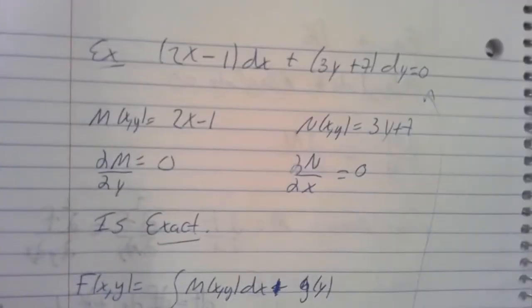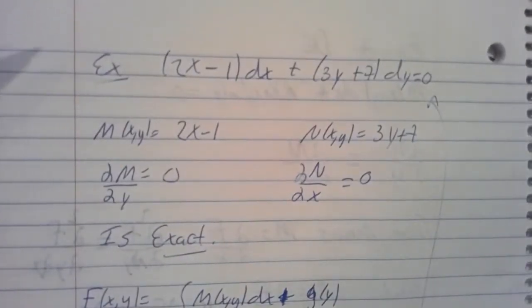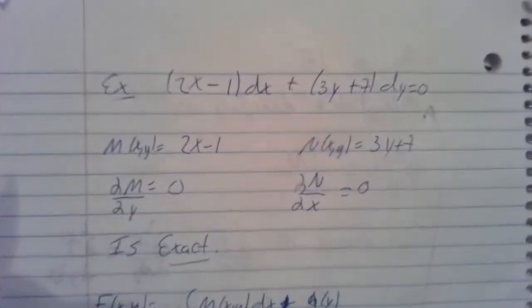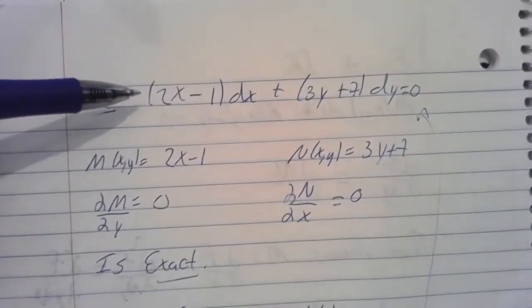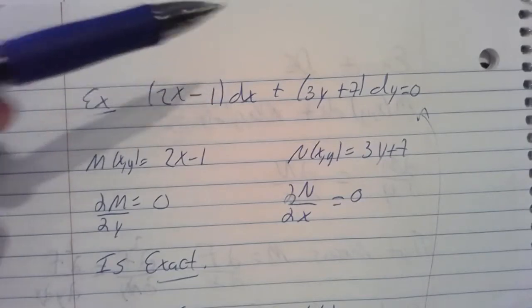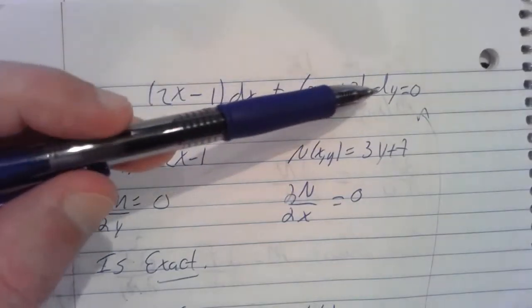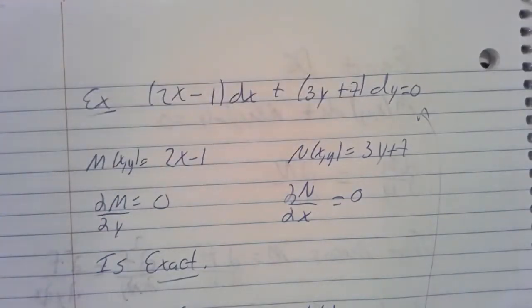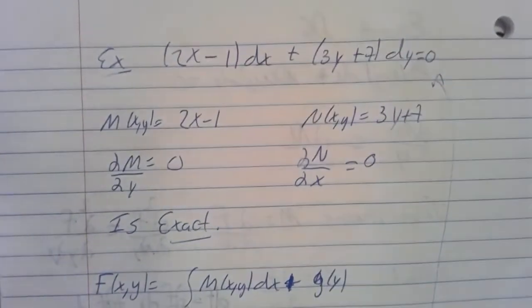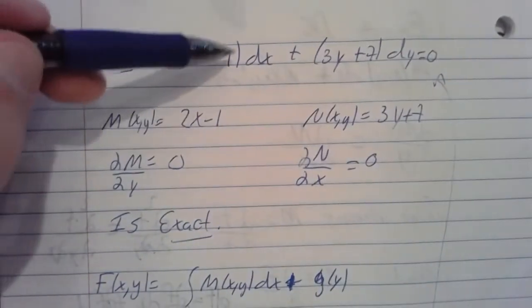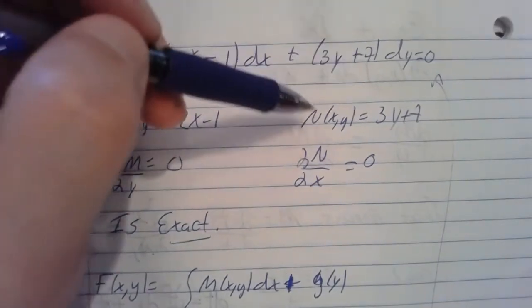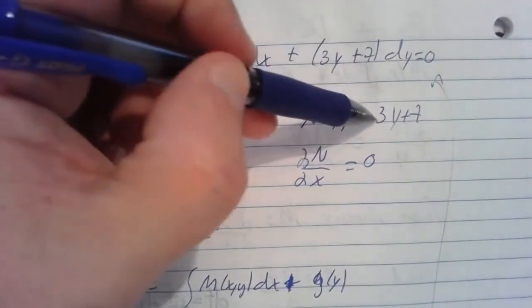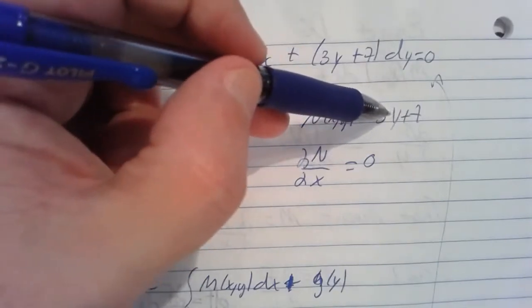Okay, so we'll start with a really simple example. So I've got this DE, (2x minus 1) dx plus (3y plus 7) dy equals 0. This is an exact DE. M, the stuff in front of dx, is 2x minus 1. N, the stuff in front of dy, is 3y plus 7.